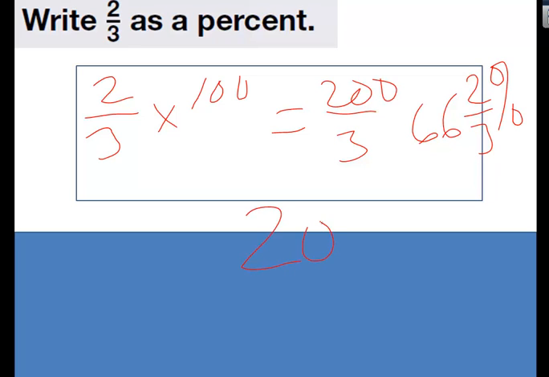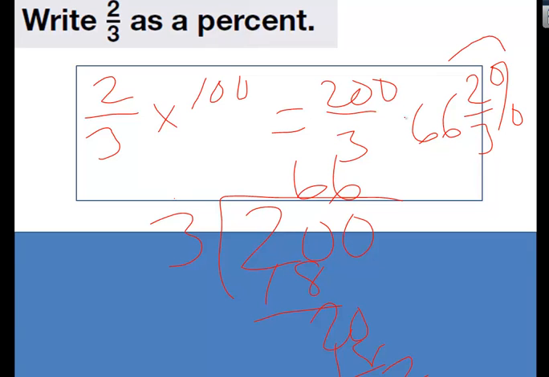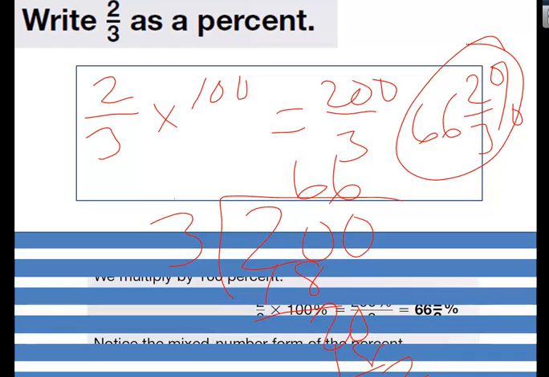And we can do that down here. Let's go ahead and just show that to you. 3 goes 6 times, that's 18. Bring down our 2, 20, that's 6 times, that's 18. Bring down our 2, remainder 2. So bring a 2 over here, put it over the 3, gives us the 2/3. This is a mixed number answer. That's how we want it to look when we're asked for percentages.